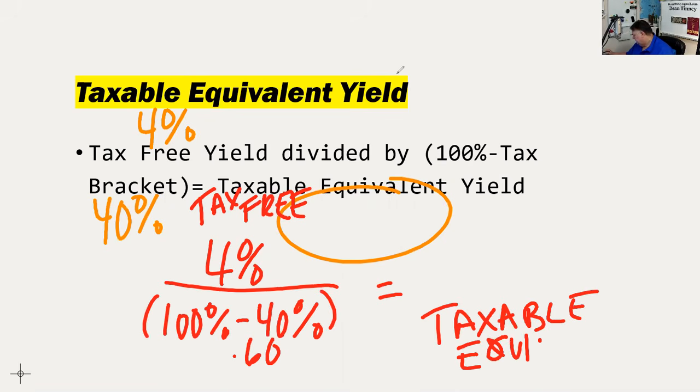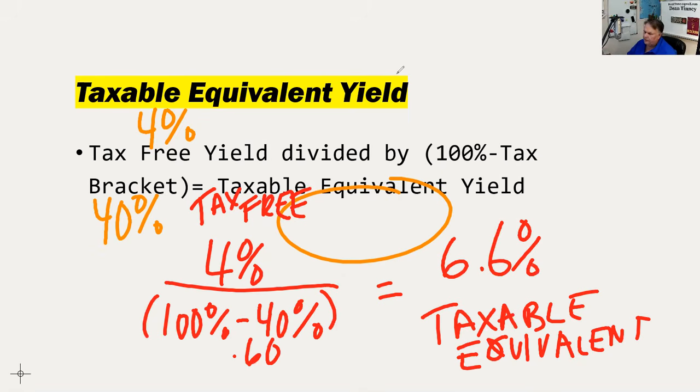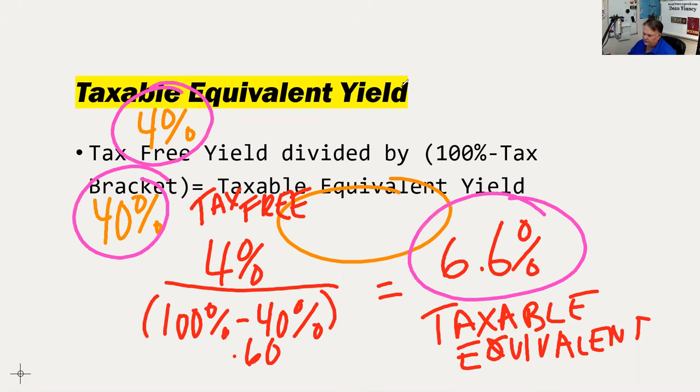This muni pays my customer 4% without having to pay taxes, he gets to keep the 40 cents of every dollar. So I'm going to take 4 and I'm going to divide by 0.60 and get 6.6. So if I can find a corporate bond paying 7, that would be the better deal, right? In his bracket, getting 4% is the equivalent of getting 6.6 taxable.